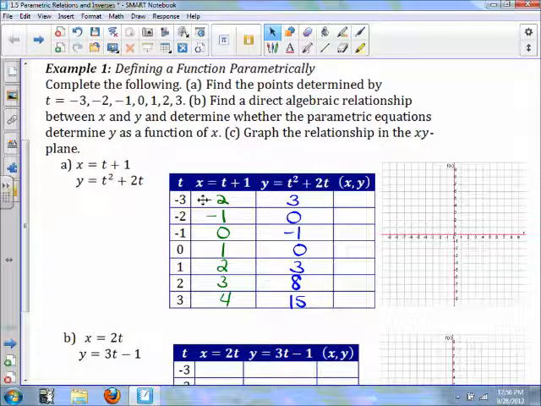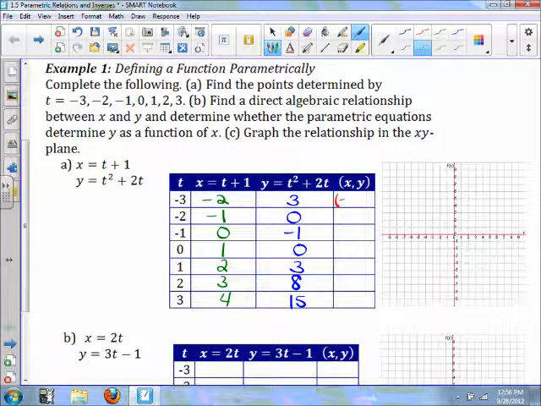So the ordered pairs that we come up with, we'll have -2, 3. We'll have -1, 0. We'll have 0, -1. We'll have 1, 0. We'll have 2, 3. We'll have 3, 8. And then we'll have 4, 15.